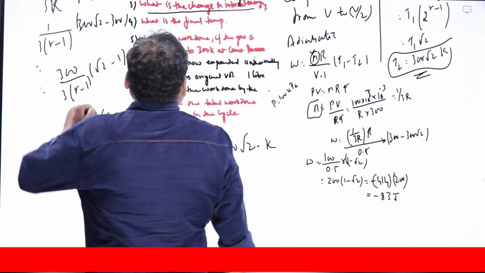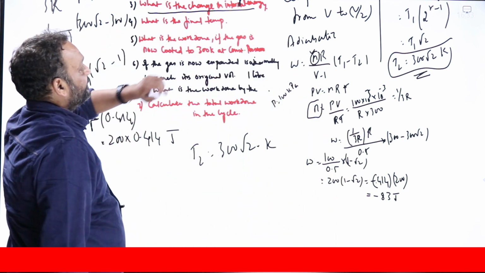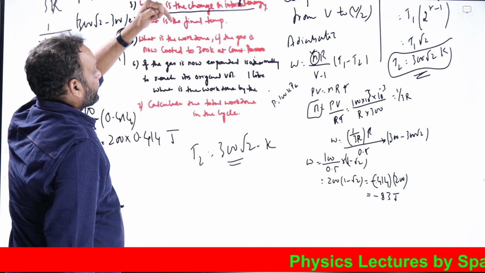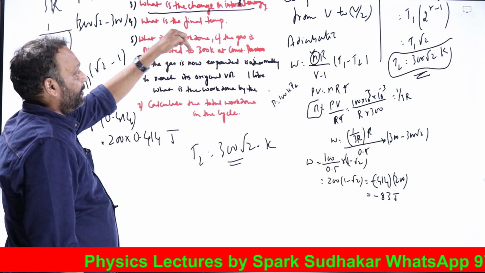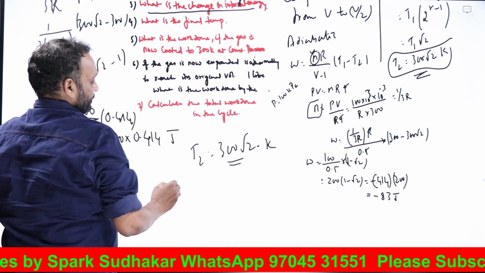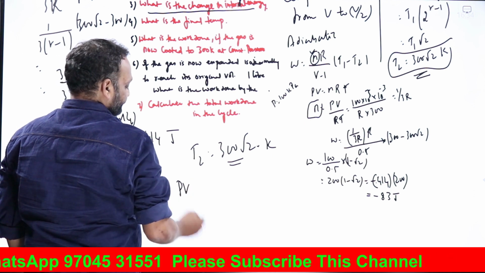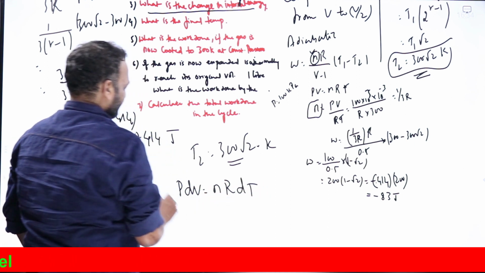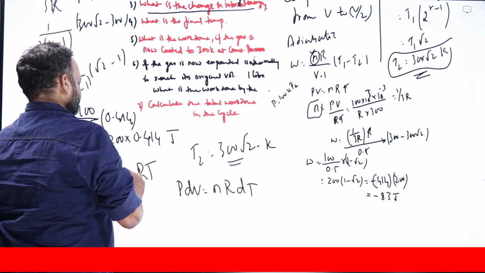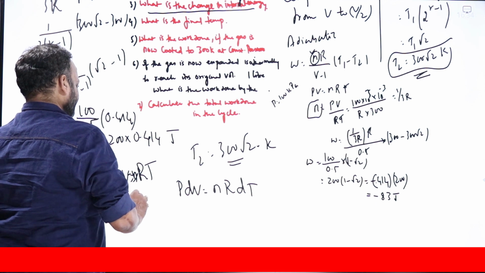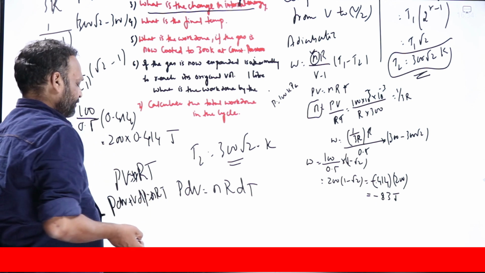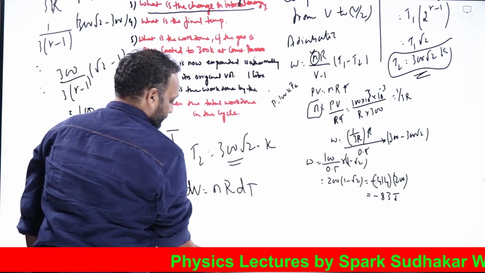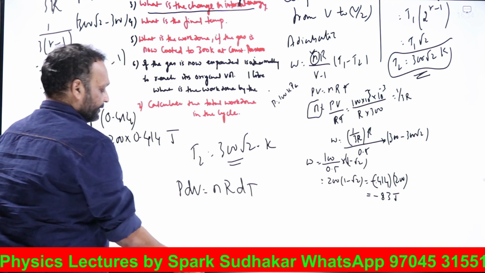Means what? When he has compressed the gas adiabatically, its temperature has increased from 300 to 300 root 2. Now what is he doing? At constant pressure, he is allowing the gas to cool down, which means it is an isobaric process. In an isobaric process, work done is PdV. PV equal to nRT, so PdV plus VdP is equal to nRdT. In an isobaric process, dP, the change in pressure, is zero, so PdV, which is nothing but work done, is nRdT.